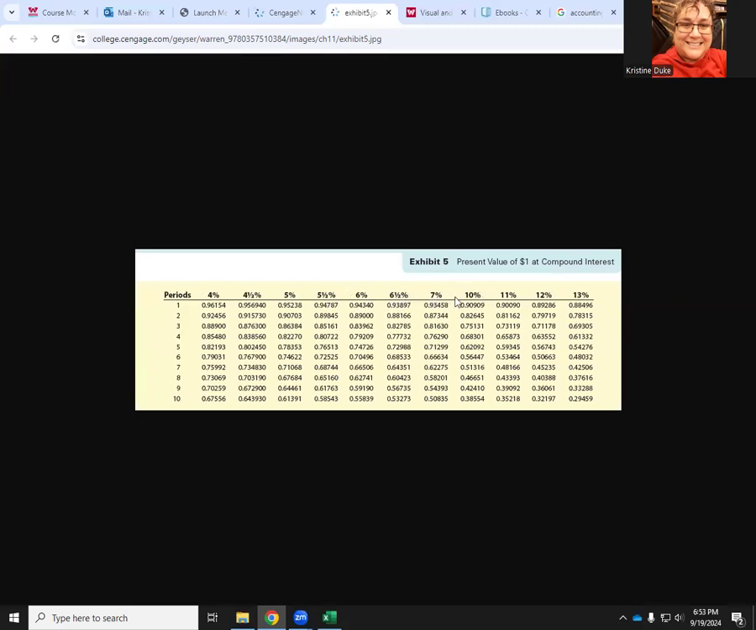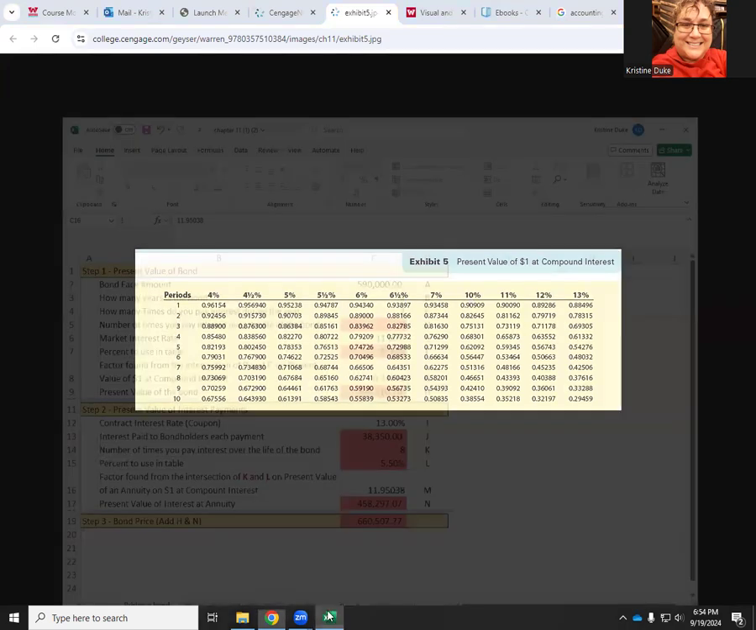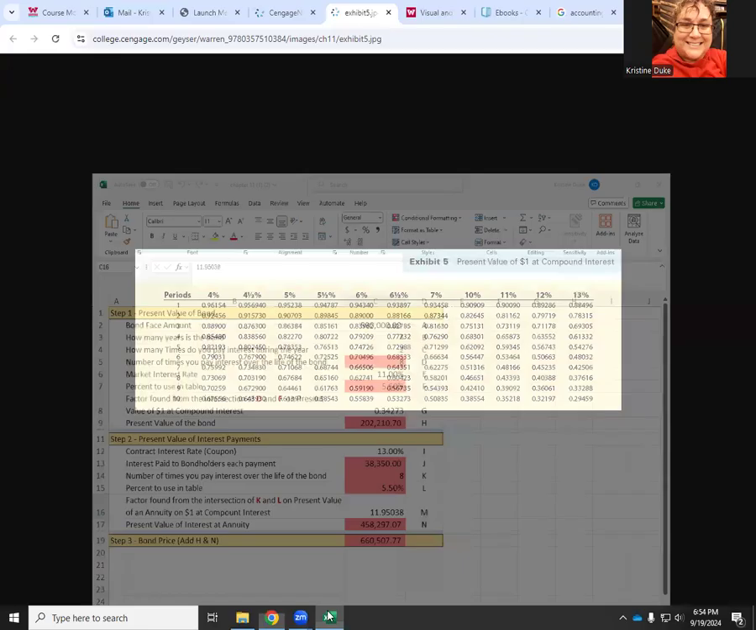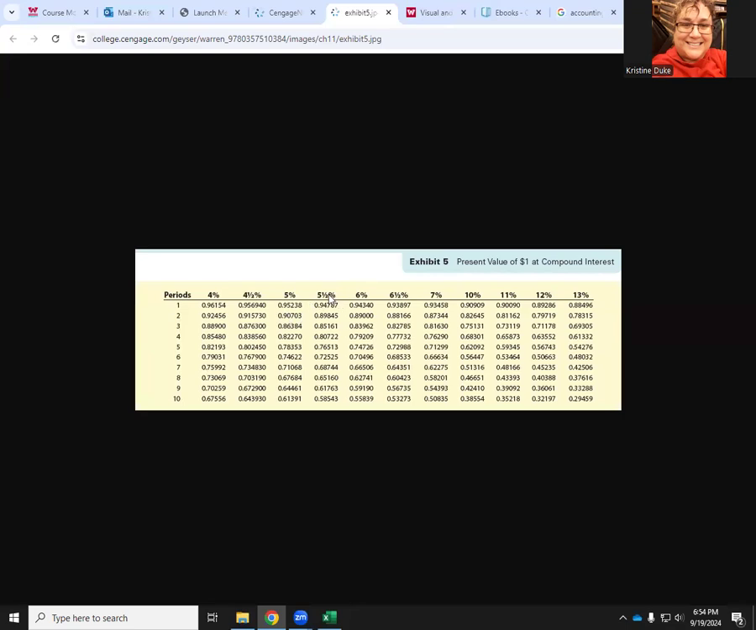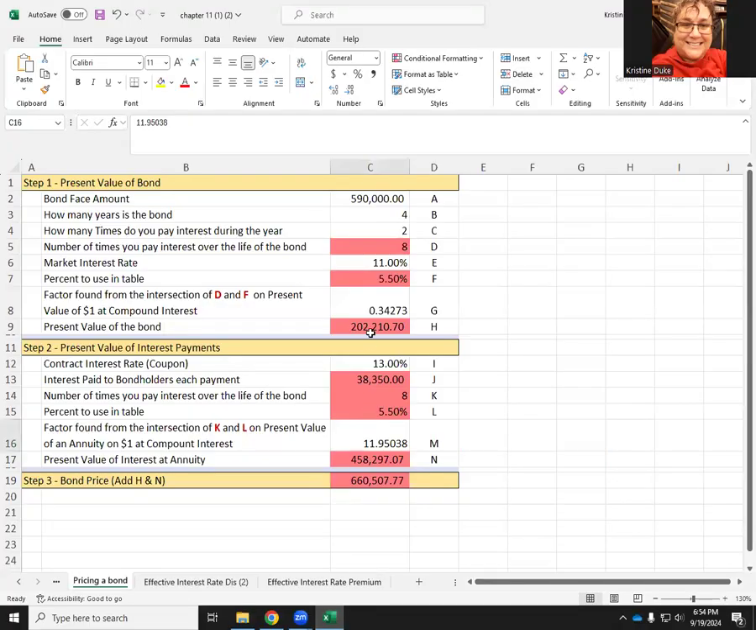So it's not giving me 8. Why is it saying 8? 5.5%. Whoops, there we go. 5.5. And then I come down here to 8. Okay, I find that intersection and right here, 0.65160. I plug that in. That is what the present value of the bond is right now.